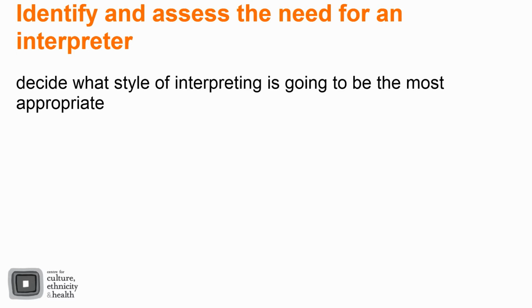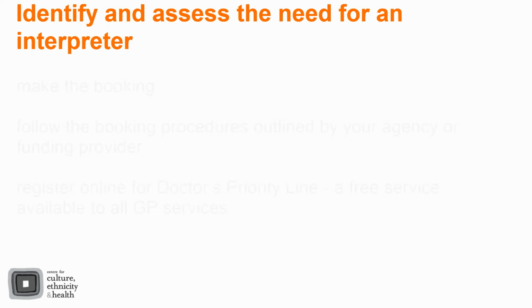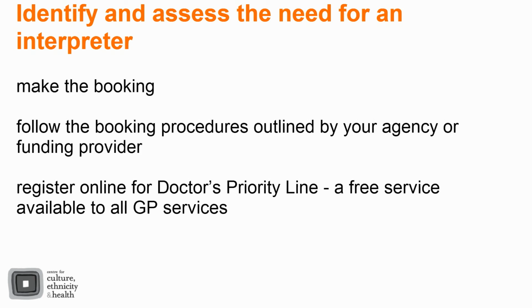Decide what style of interpreting is going to be the most appropriate. For example, depending on limitations, a phone interpreter could be more available than a face-to-face one. Perhaps a phone interpreter may also add anonymity and confidentiality in the case of small communities. Finally, make a booking. Follow the booking procedures outlined by your agency or funding provider.